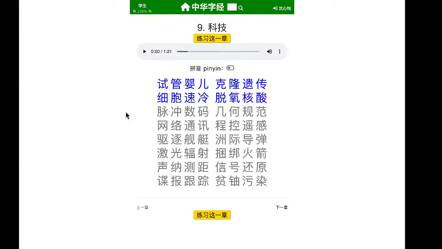Okay, 细胞. So this is talk about the scientific process. They freeze the cell really fast, okay, and to preserve it. And 脱氧核酸, it's talk about the DNA. Okay, 脱氧核酸 is the DNA. It's literally DNA. How to say in Chinese? 脱氧核酸.